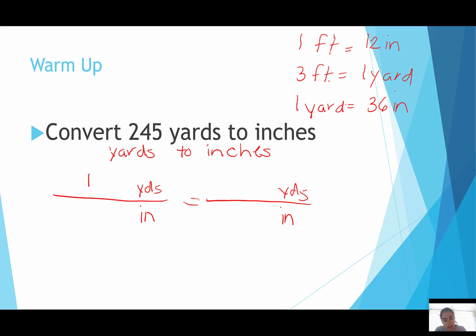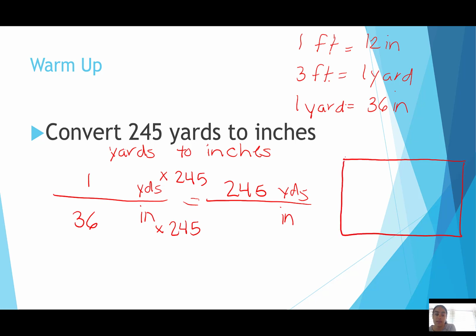Okay, so let's do it. I have 1 yard is 36 inches, and I have 245 yards. I want to know how many inches this is. Remember, inches are a lot smaller than yards, so we're going to need a lot of inches to take up 245 yards. So I'm multiplying 1 times 245, and on the bottom, 36 times 245. You could do this many ways. You could do the standard algorithm, you could do an area model. Because I haven't done an area model in a while with you guys, I'm gonna model it using an area model.